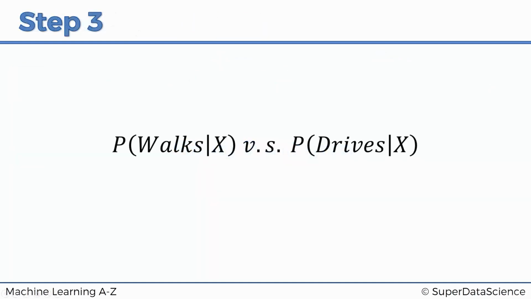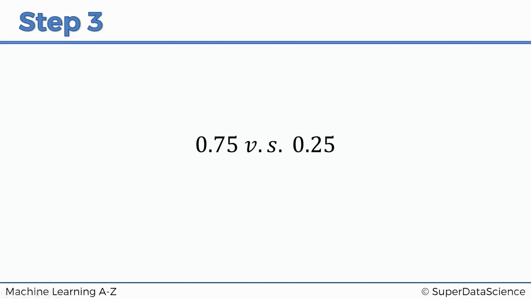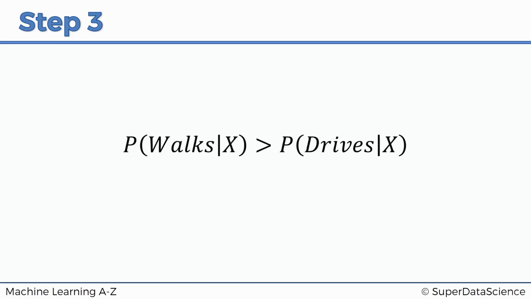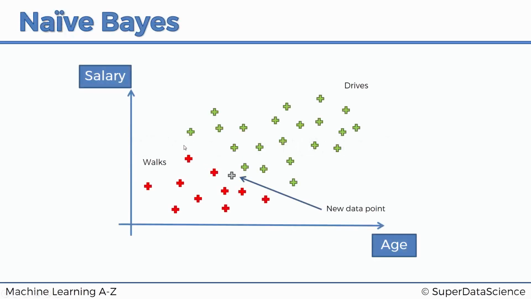Now we're going to do step 3. We're going to compare the probability of somebody with features X being a person who walks to work versus the probability of somebody with features X being a person who drives to work. So it's 75% versus 25%, and therefore the first is greater than the second, and therefore it is more likely that that person with features X is going to be a person who walks to work than a person who drives to work. So still a 25% chance that that is a person who drives to work, but the 75% chance that it is a person who walks to work is greater. And therefore, we're going to classify this point as a person who walks to work.